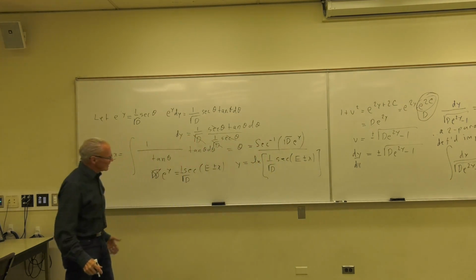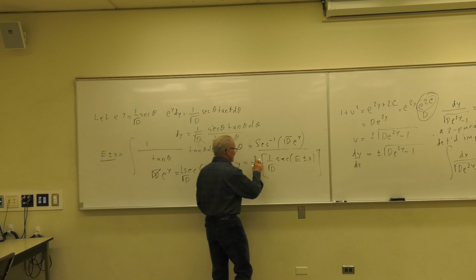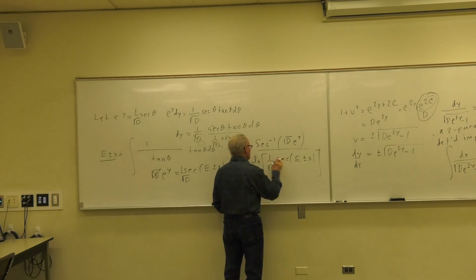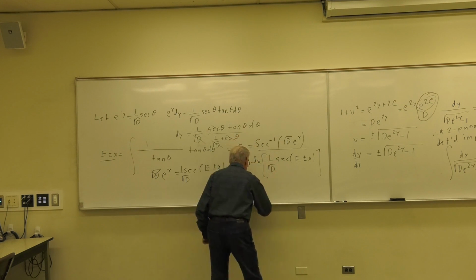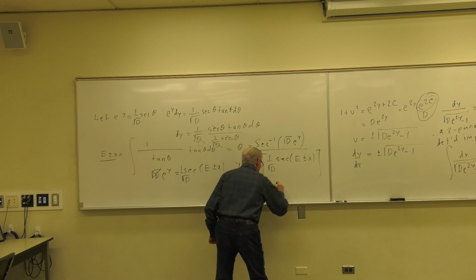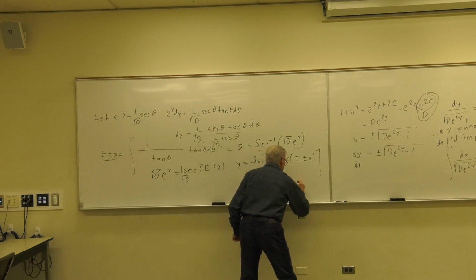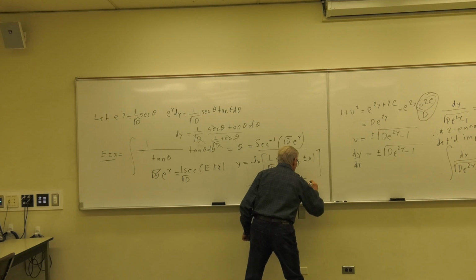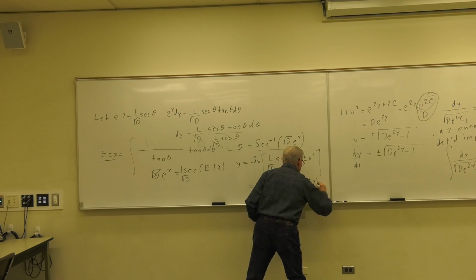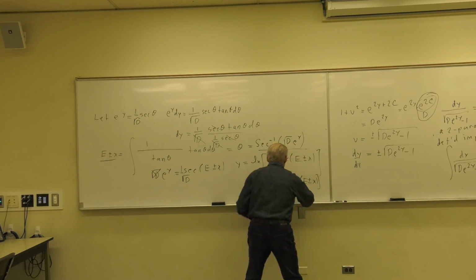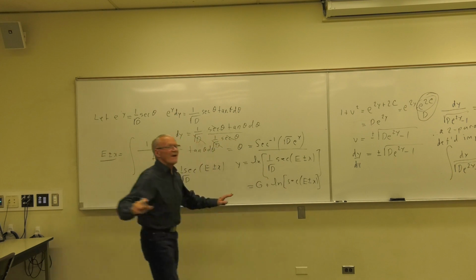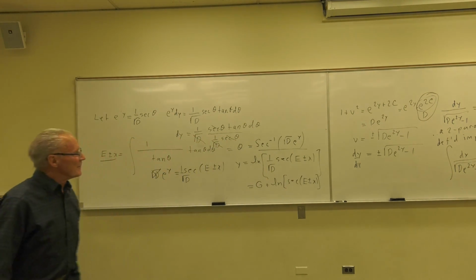Almost there. We could leave that, but notice the log of a product is the log of the first plus the log of the second. And the log of 1 over root d, that's a constant, so how do we write g plus the logarithm of the secant of e plus or minus x? And say, finally, there's the answer.